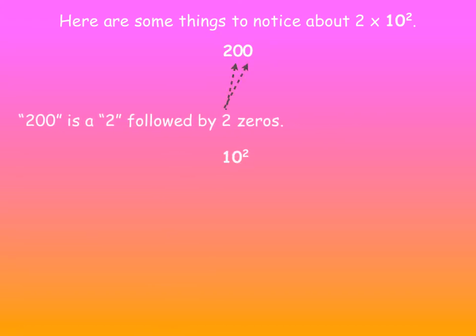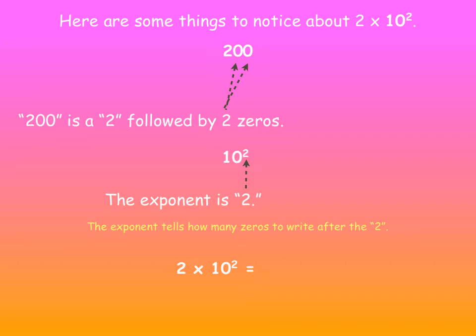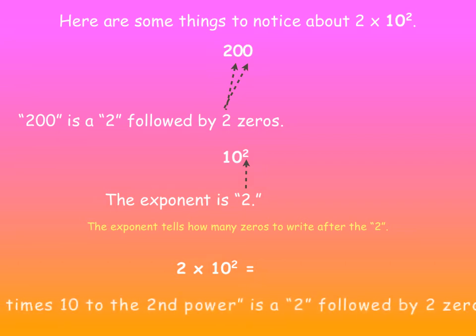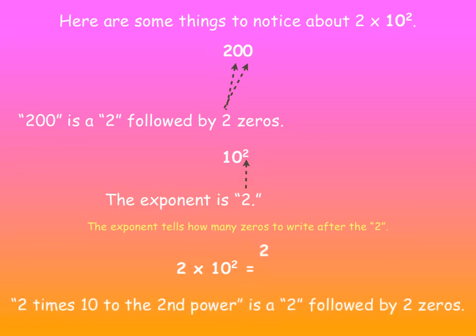Let's look at the same idea with 2 times 10 to the 2nd power, which is 200. 200 is a 2 followed by 2 zeros. And 10 to the 2nd power, the exponent is 2. The exponent tells how many zeros to write after the 2. 2 times 10 to the 2nd power is a 2 followed by 2 zeros.